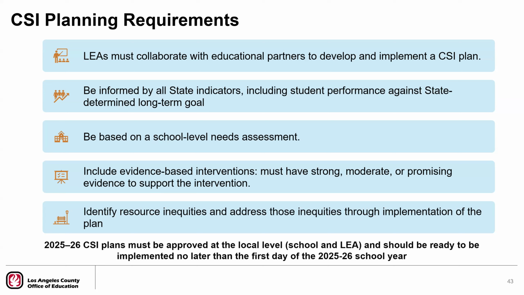CSI plans for the 25-26 school year must be fully developed and approved at the local level. The plan should be ready to be implemented no later than the first day of the 25-26 school year. This is to ensure a full year of support consistent with the LEA CSI plan for that school.